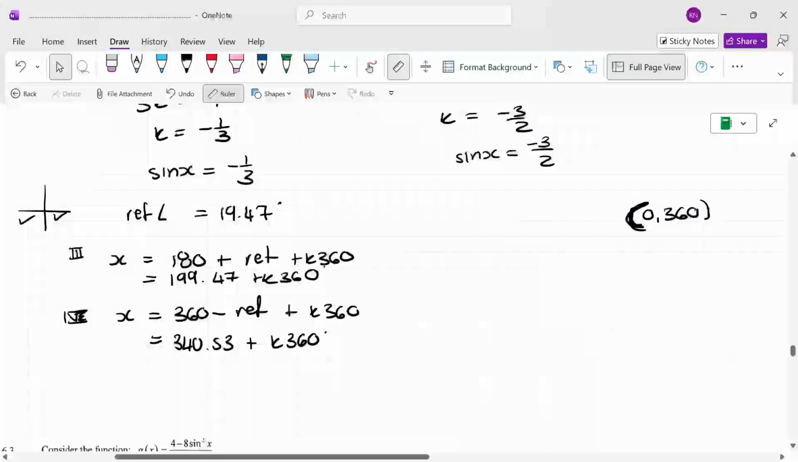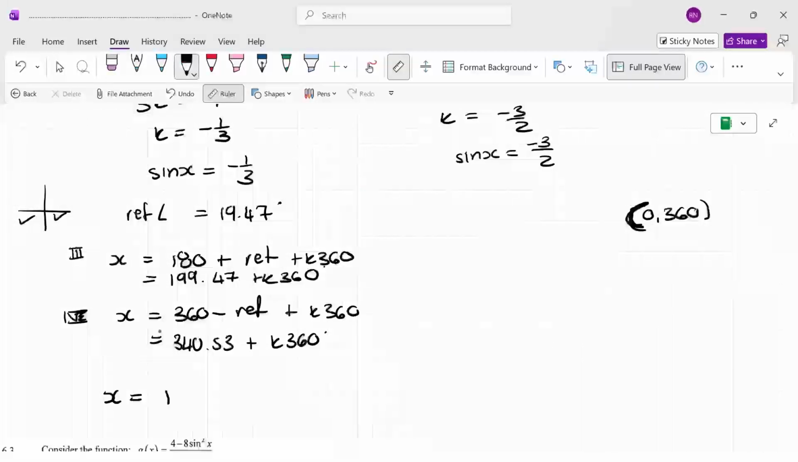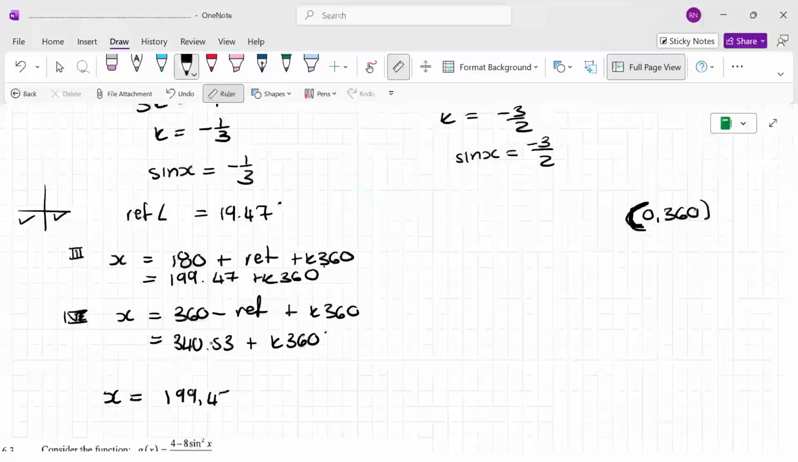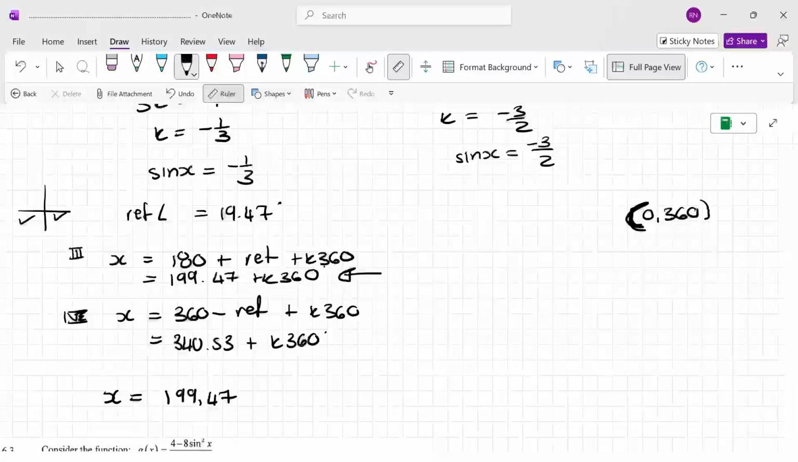Okay. If we make k equal 0, that'll give us an x value. So I'm just going to write all my x values. x equals 199.47, right? If k is equal to 0, then that works. If k is equal to 1, it's way beyond our 360, so that doesn't work. If k equals minus 1, that's also way beyond 0, so that's going to not work. So the only value we can put in here is k equals 0. That's our only value we can put here.